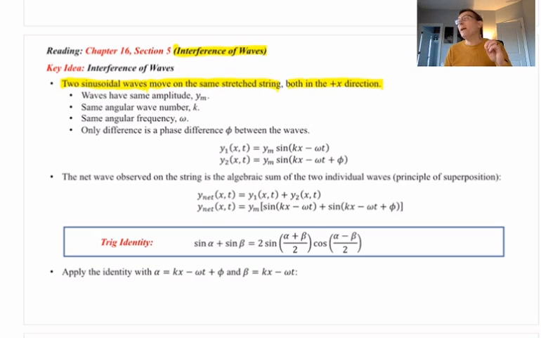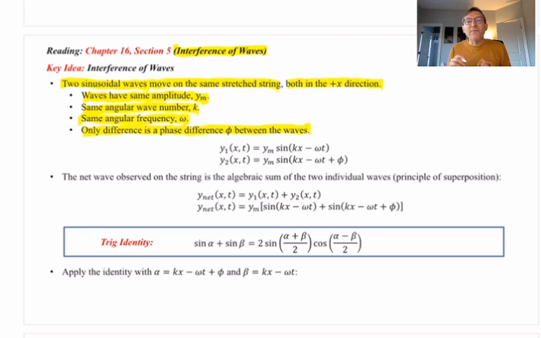And let's make those waves very similar. In fact, exactly the same in every respect except one. And here's what I mean. The waves have the same amplitude, y max. They have the same angular wave number, k. Remember, k equals 2 pi over the wavelength. They have the same angular frequency, omega. Remember, omega is 2 pi over the period. And the only way they are different is that there's a phase difference, phi, between the waves.